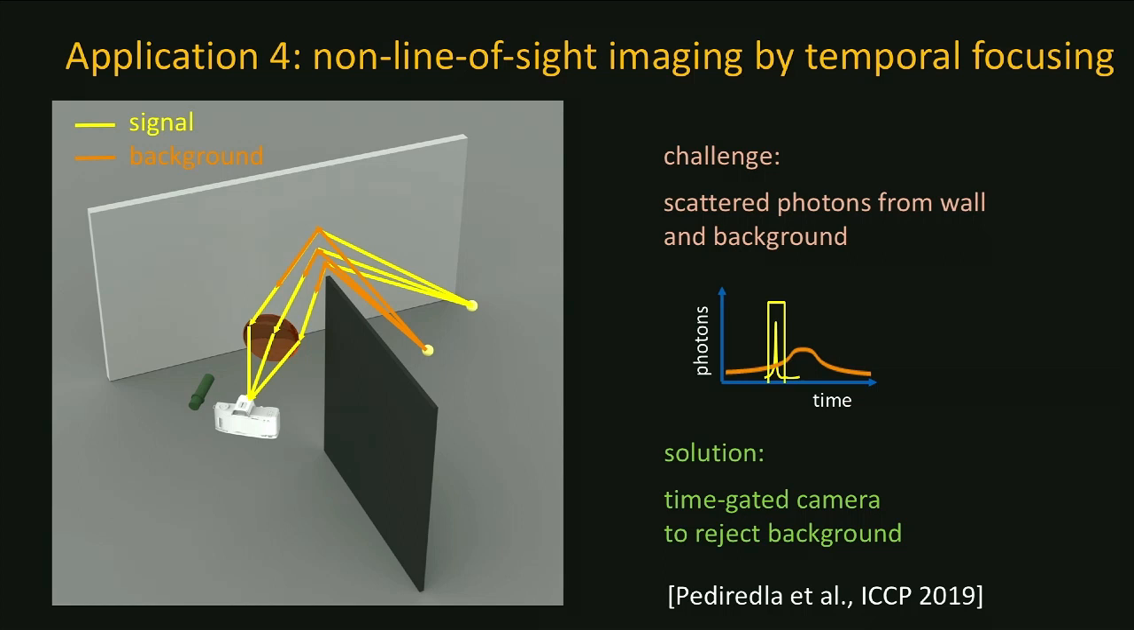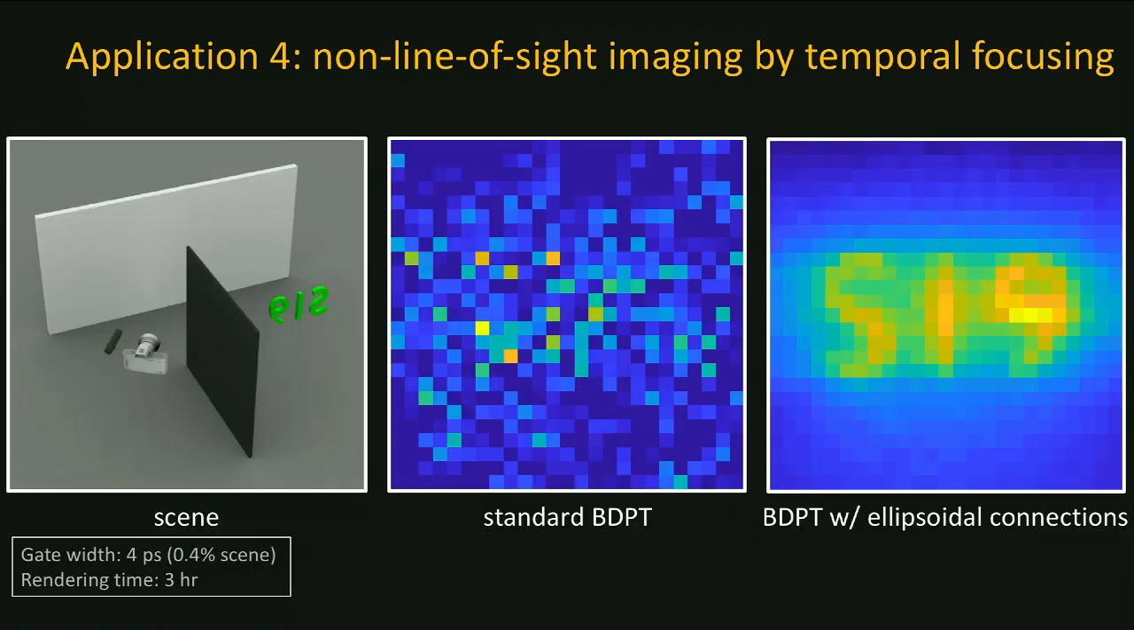However, photons coming from the object of interest and the background photons have completely different times of travel. Therefore, we can use a time-gated camera to reject the photons coming from the background. Here I have an NLOS scene with alphanumerals S1 and 9 around the corner, beyond the line of sight of camera and light source.